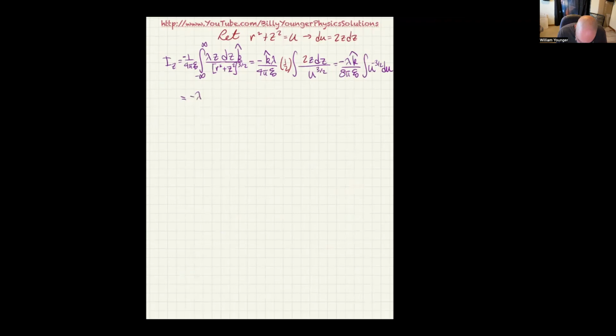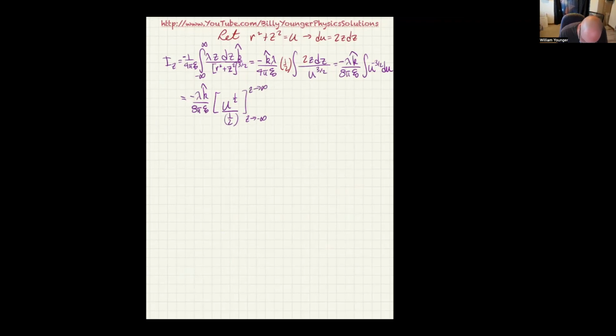Now I've got lambda k over 8 pi epsilon naught. And of course, the integral of u to the negative 3 halves is u to the negative 3 halves plus 1, which would be 2 halves. So 2 halves minus 3 halves is positive 1 half. So I'm going to get u to the 1 half divided by 1 half. And that's going to be evaluated from z approaching negative infinity to z approaching infinity.